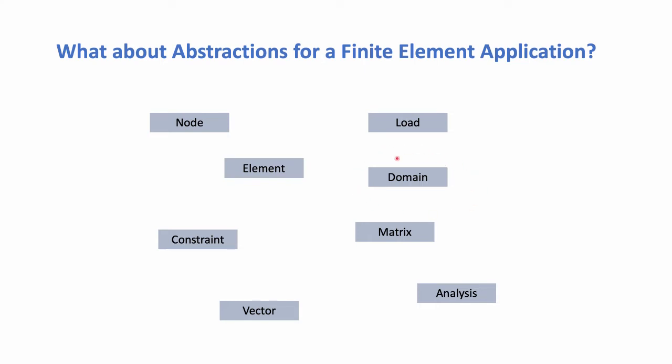We're going to need somewhere to store all our nodes and elements and loads, so we'll just call that a domain. And then also we'll have something to do the analysis. So these are the abstractions. Now how do we code these up? So let's look at the simplest of these, the node.